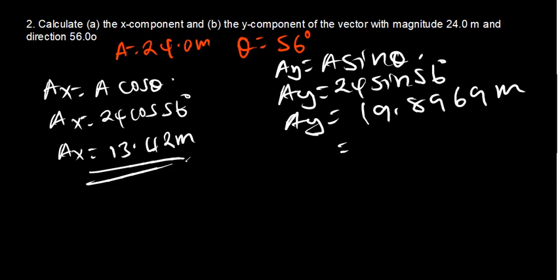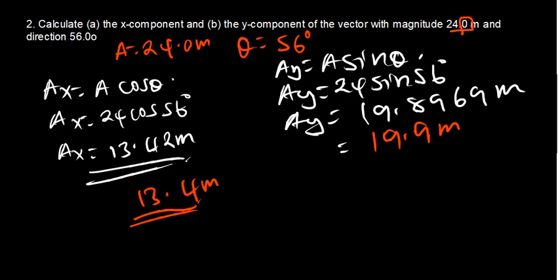You should be very much careful here, guys. You should check the question. The question is telling us to give the answer in what? One decimal place, right? So even our answers should be in one decimal place, meaning this one is supposed to be 19.9 meters. This one should be 13.4 meters. We are supposed to be very much careful. First check the question the way it is. If the figures are in three significant figures or one decimal place, you leave your answer in the same. Any question?